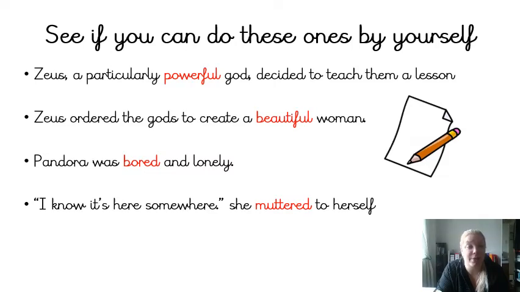Next one. "I know it's here somewhere," she muttered to herself. Now remember, muttered means that you speak very, very quietly. So can you think of a sentence with the word muttered in it? That one would be good if you put some speech in there, like the text does, and then someone can mutter something.